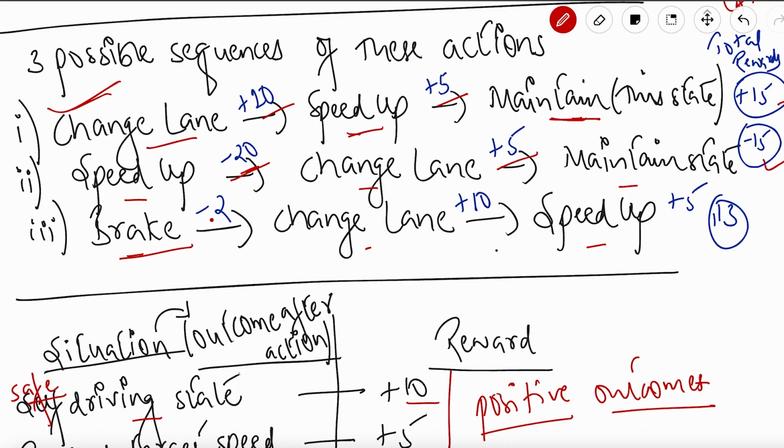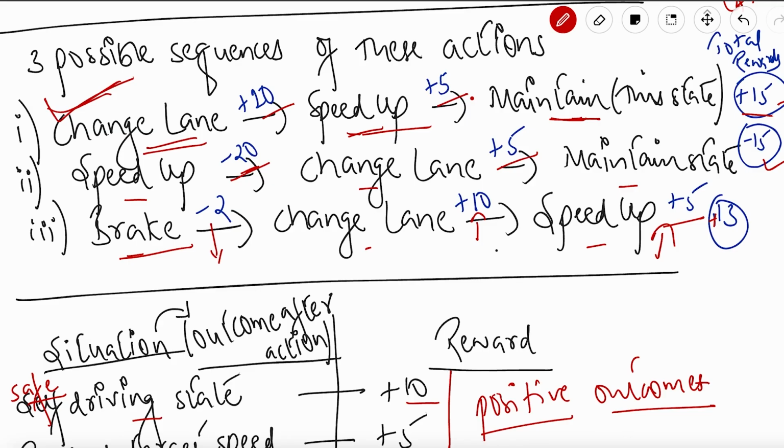Third, we apply the brake, we slow ourselves down, so it's assigned minus 2. Then we change lane, which is assigned plus 10. Then we increase our speed, and this action is allocated 5 points. So overall it's plus 13. So which sequence of actions can this agent choose? Obviously it's the first one, plus 15. Just change the lane, increase your speed, and then maintain the state. That's what we as humans would have chosen if we were driving, this first sequence.